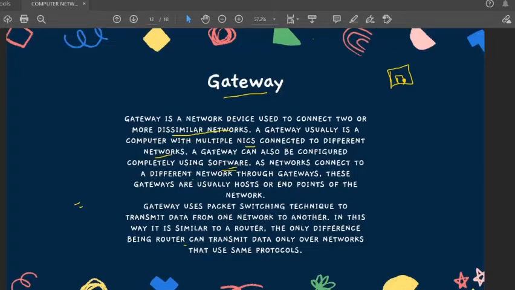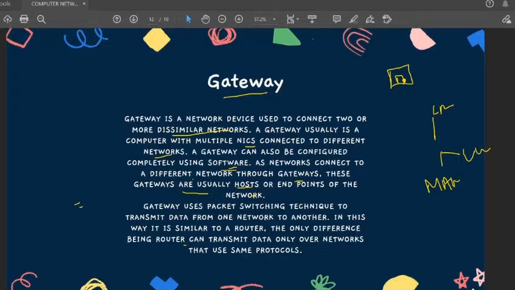Here you can see a network connects to a different network through gateways. We can connect with LAN, we can connect with WAN, we can connect with MAN, any type of network. These gateways are usually hosts or endpoints of the network, the final point, the final system from where the networking is happening. There we have a gateway that blocks every unnecessary data, or actually checks what we require.